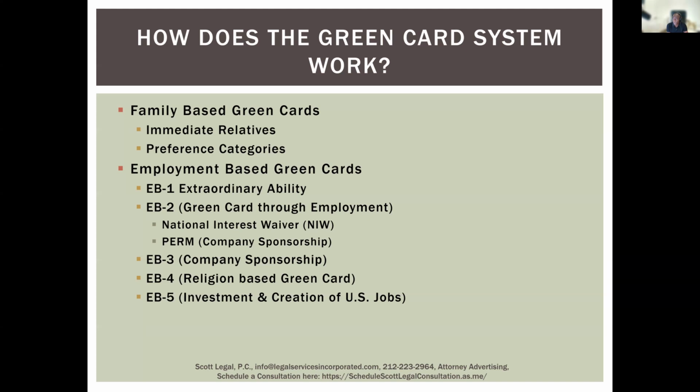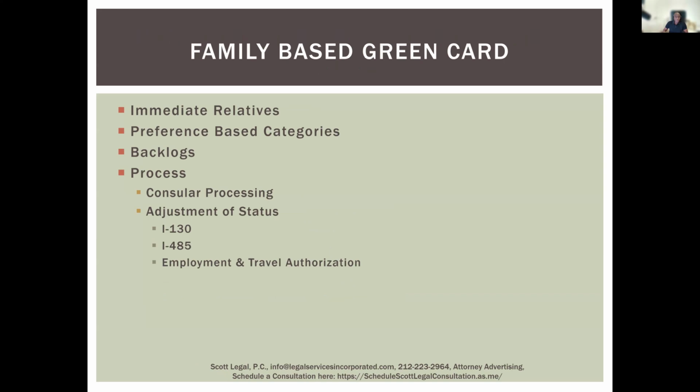So all of those we will actually go through. So let's talk first about the family-based green card. So we said immediate relatives was one category.